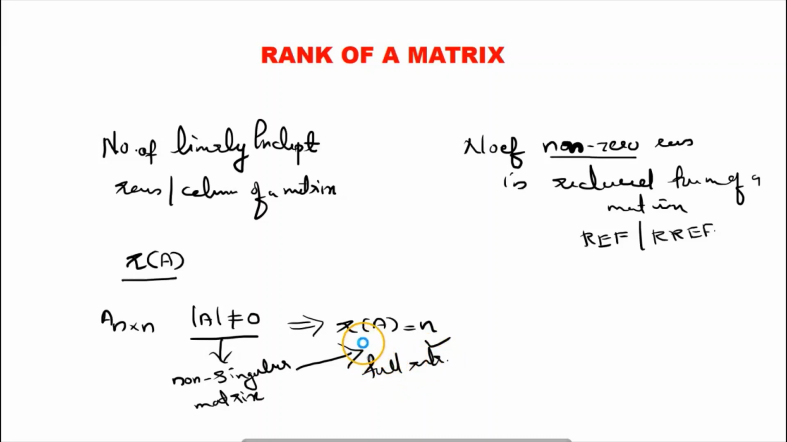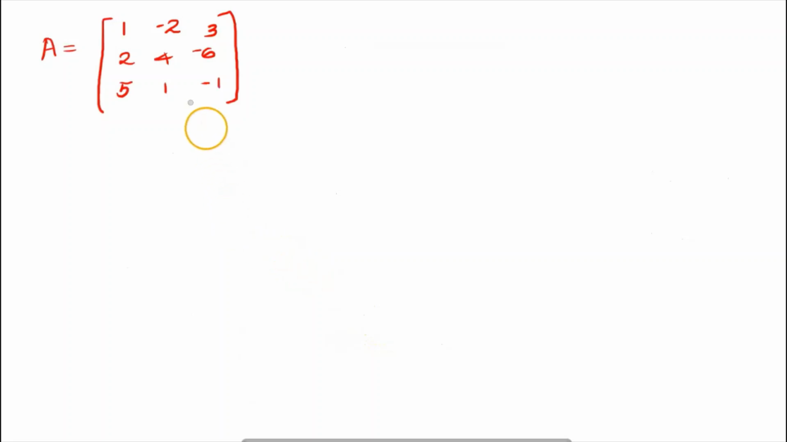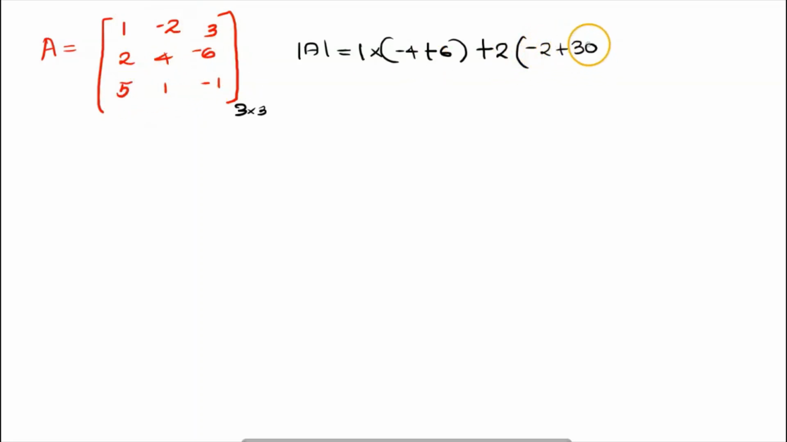For example, here we have a 3 by 3 matrix. Let's find the determinant of A. I am using this row to find the determinant. So 1 into the determinant of this matrix. This is minus 4, minus 6, that means plus 6. Now the next element is minus 2, so this is plus 2, and the determinant is minus 2 minus 30, that means minus 2 plus 30.